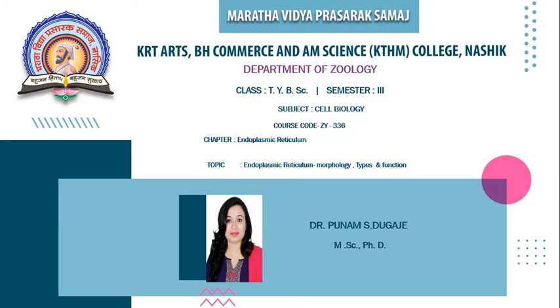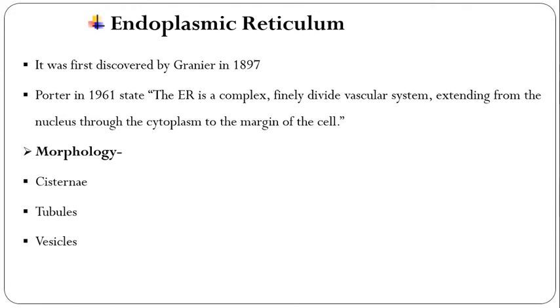Myself Dr. Poonam Dugje. Today we will discuss the endoplasmic reticulum, and its subtopics are the endoplasmic reticulum's morphology, types and functions. So, what is endoplasmic reticulum? Endoplasmic reticulum is found in almost all animal and plant cells except erythrocytes and prokaryotes. It was first discovered by Garnier in 1897. He said it is a network of double membrane distributed extensively throughout the cytoplasm.